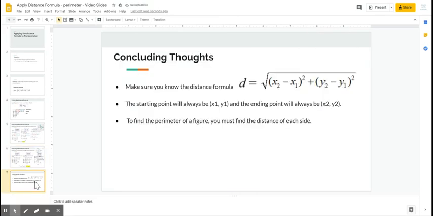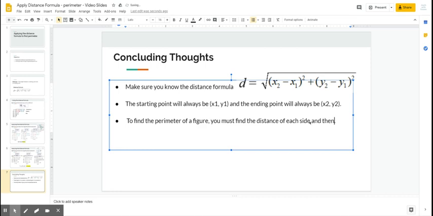All right, so just some concluding thoughts. You want to make sure that you know the distance formula. So here it is. I would make sure that you have that written down. You also must know the starting point will always be x1, y1, and the ending point will always be x2, y2. And then finally, to find the perimeter of a figure, you must find the distance of each side and then add them.